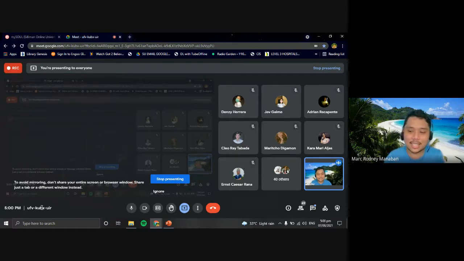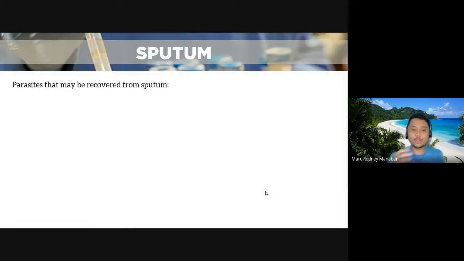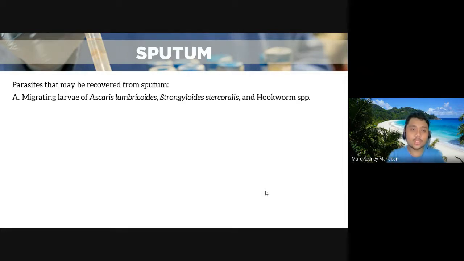Okay, all right. So we'll continue with your sputum. For sputum, this is what you cough up. What are the possible parasites that we can recover from sputum? The first one is the migrating larvae of Ascaris, hookworm, and Strongyloides, because these three nematodes exhibit heart-to-lung migration, meaning part of their life cycle reaches the heart and lungs. Upon reaching the lungs, they can reach your throat, causing itchiness, and you can expectorate them, so they can be seen in your sputum.